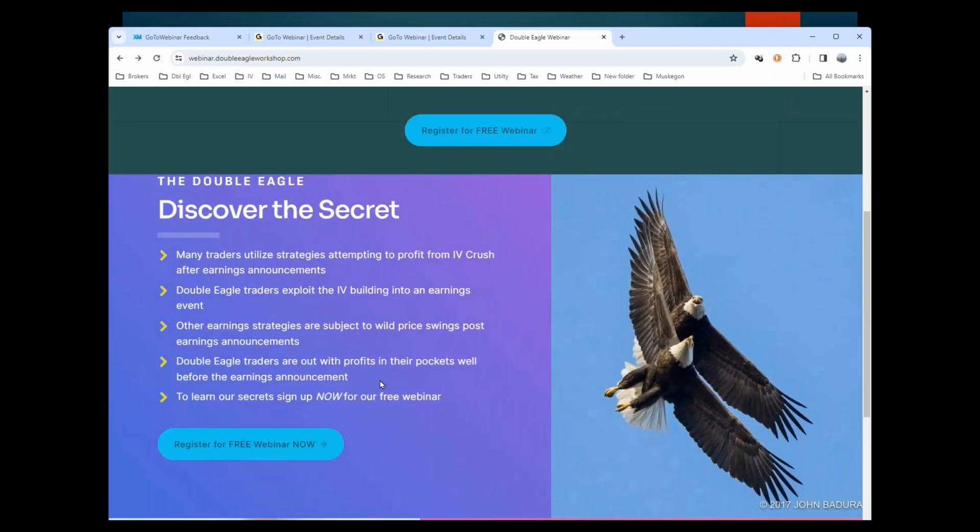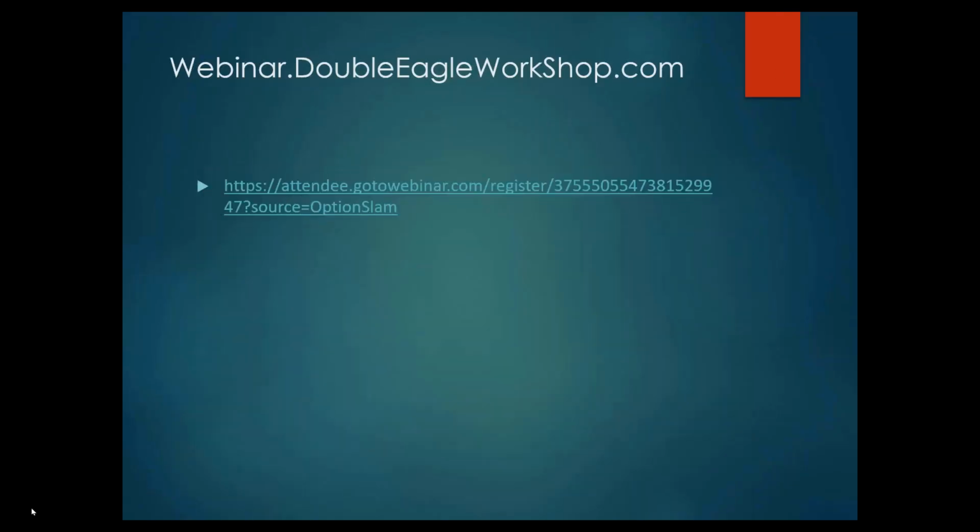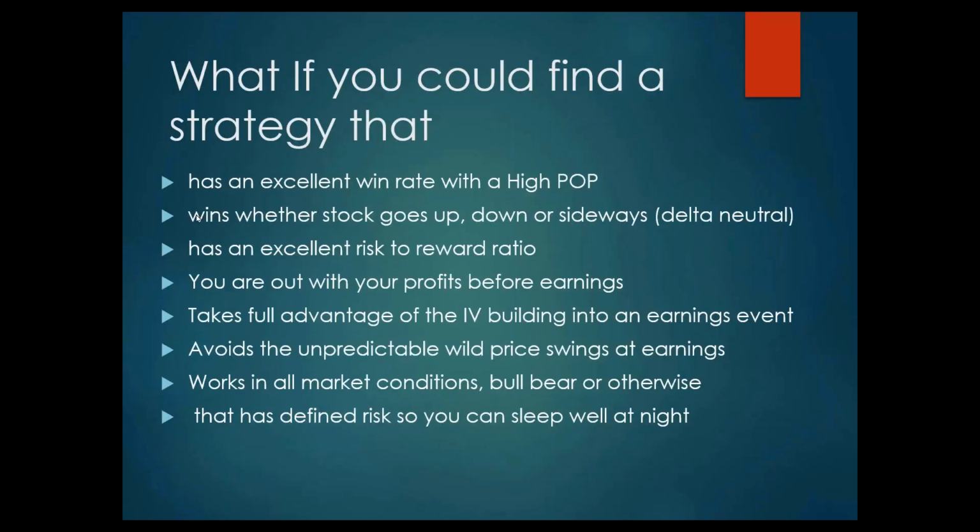Come to the webinar tomorrow night to learn more about the Double Eagle, to find a strategy that does all of these things. Excellent win rate, high probability of profit, wins in all market directions, up, down, or sideways. Excellent risk reward ratio. This is my strategy. I can't say that I invented it, but I can say that I perfected it. Me and my team, the team of traders.